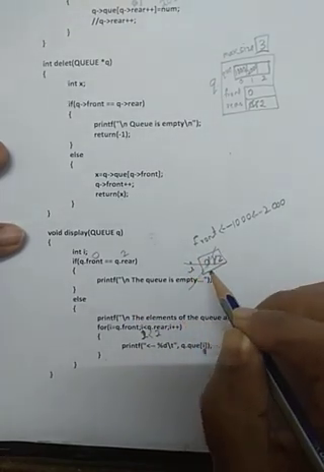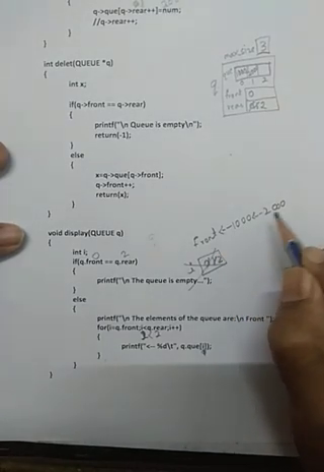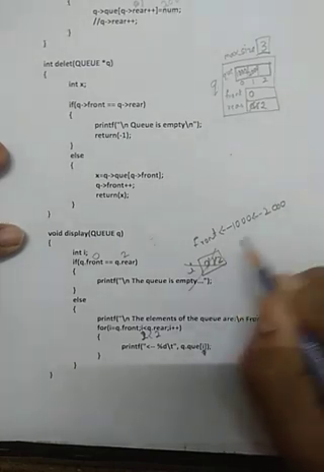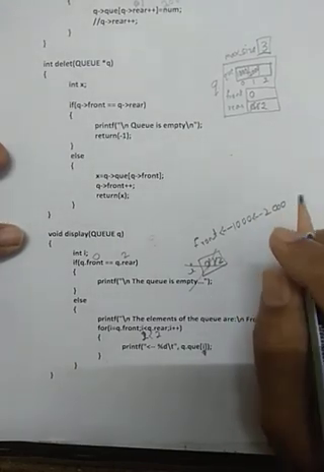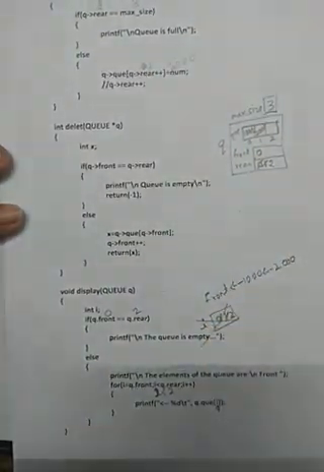Okay, so this I is destroyed, and the output what we have is front, 1000 and 2000. So these are the contents of the queue as of now. Okay, next we will see how this delete function works.